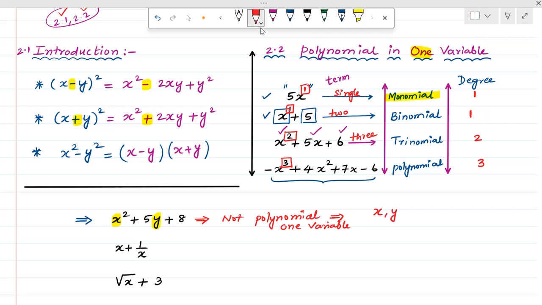And what about the next one? Is it a polynomial? And one more thing. In this case, all the powers must be whole numbers. What do you mean by whole number?